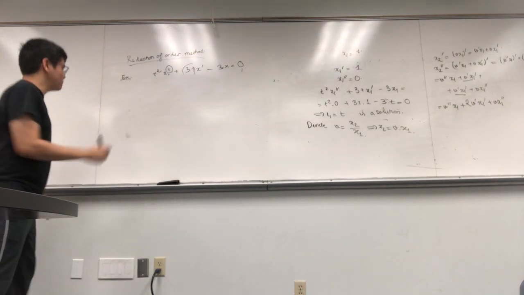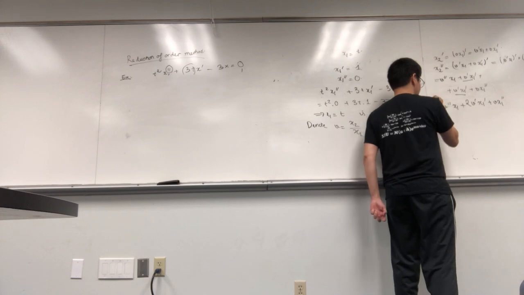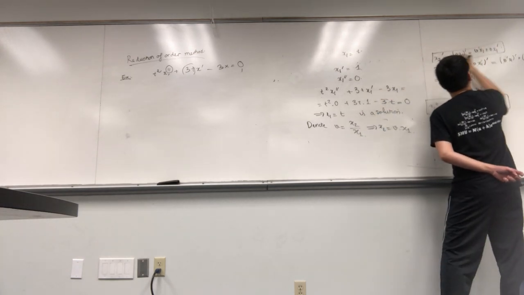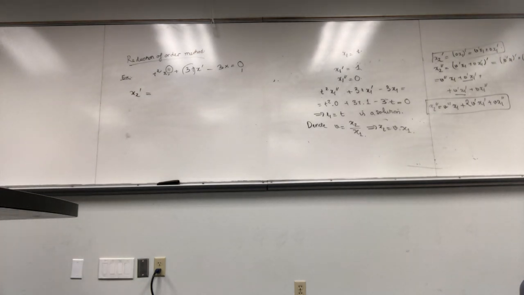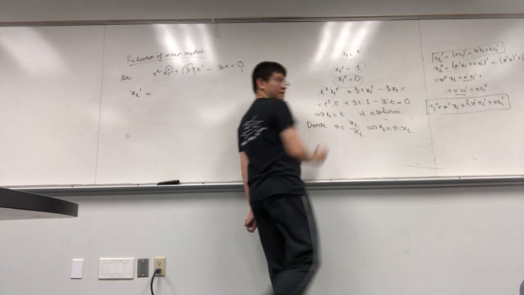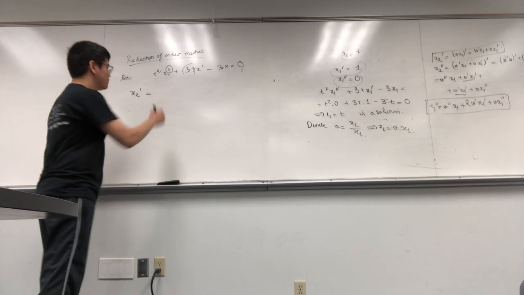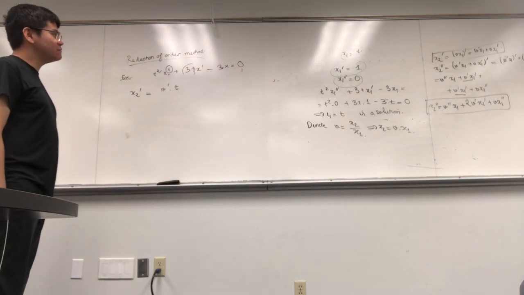Right now, what is the form of x2 prime? This is x2 second, and this is x2 prime. So what is x2 prime in this case? In this case, x1 is t. What is the value? v prime t plus v. Yes. So I'm going to use all of the things that I computed here and replace everything inside. So I have v prime times t, and the other one gives me v.